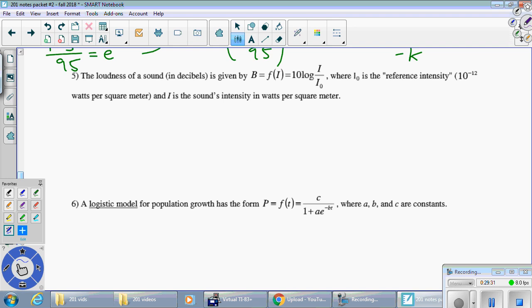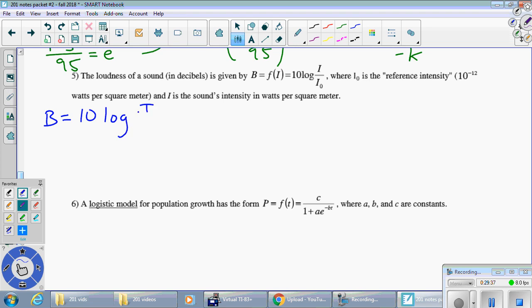Okay, number 5. We're going to solve this equation for capital I. I'll rewrite it without the f of I in the middle. I sub 0 is a constant. Okay, so let's go ahead and get the log piece by itself. So this is the first time where we're going to be undoing a log. Well, we want to get the log piece by itself first by dividing both sides by 10.